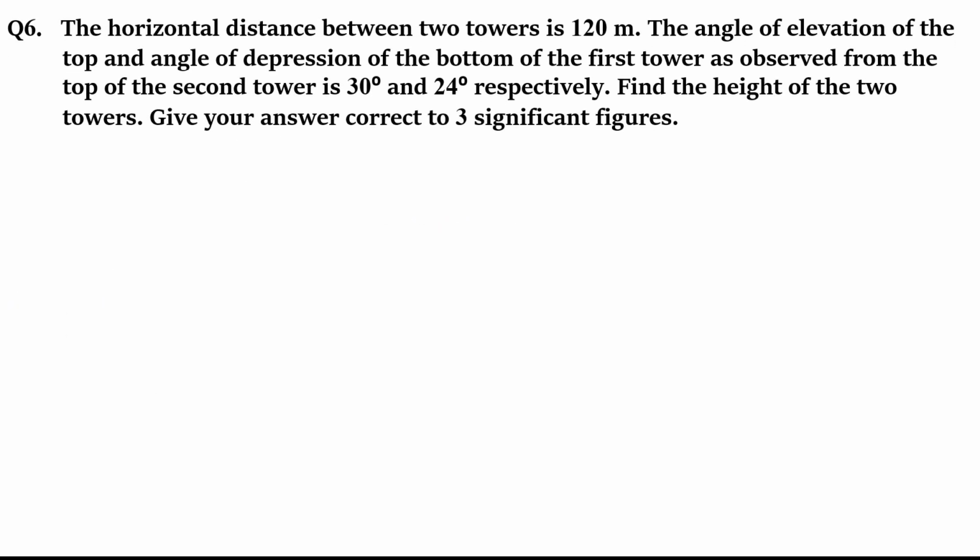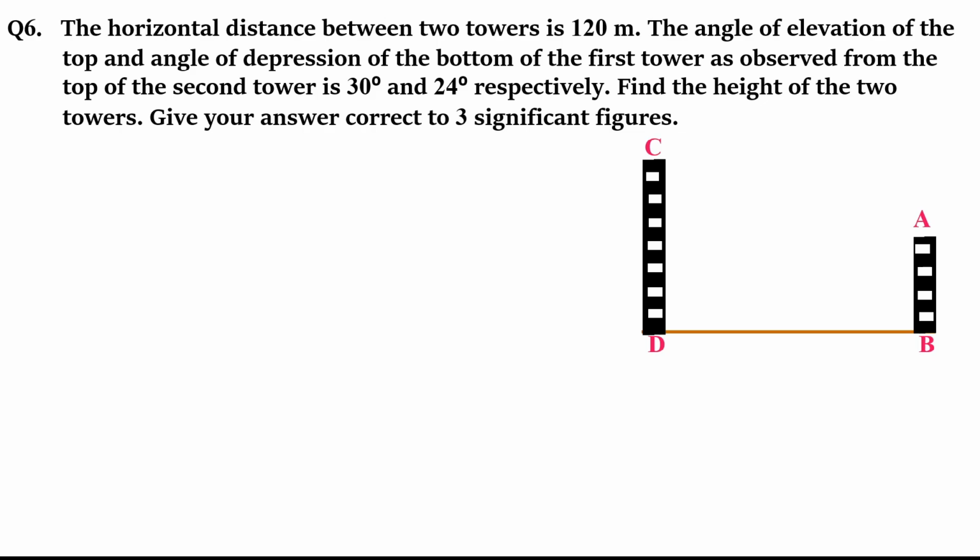Now the next question is, the horizontal distance between two towers is 120 meter. So we have to make a horizontal plane and two towers standing on the horizontal plane, and separated by a distance of 120 meter. Let's give some name to both the towers. Let one of the towers be AB and the other tower be CD. We have named them. Now what is the next part of the question? The angle of elevation of the top and the angle of depression of the bottom of the first tower as observed from the second tower is 30 degree and 24 degree.